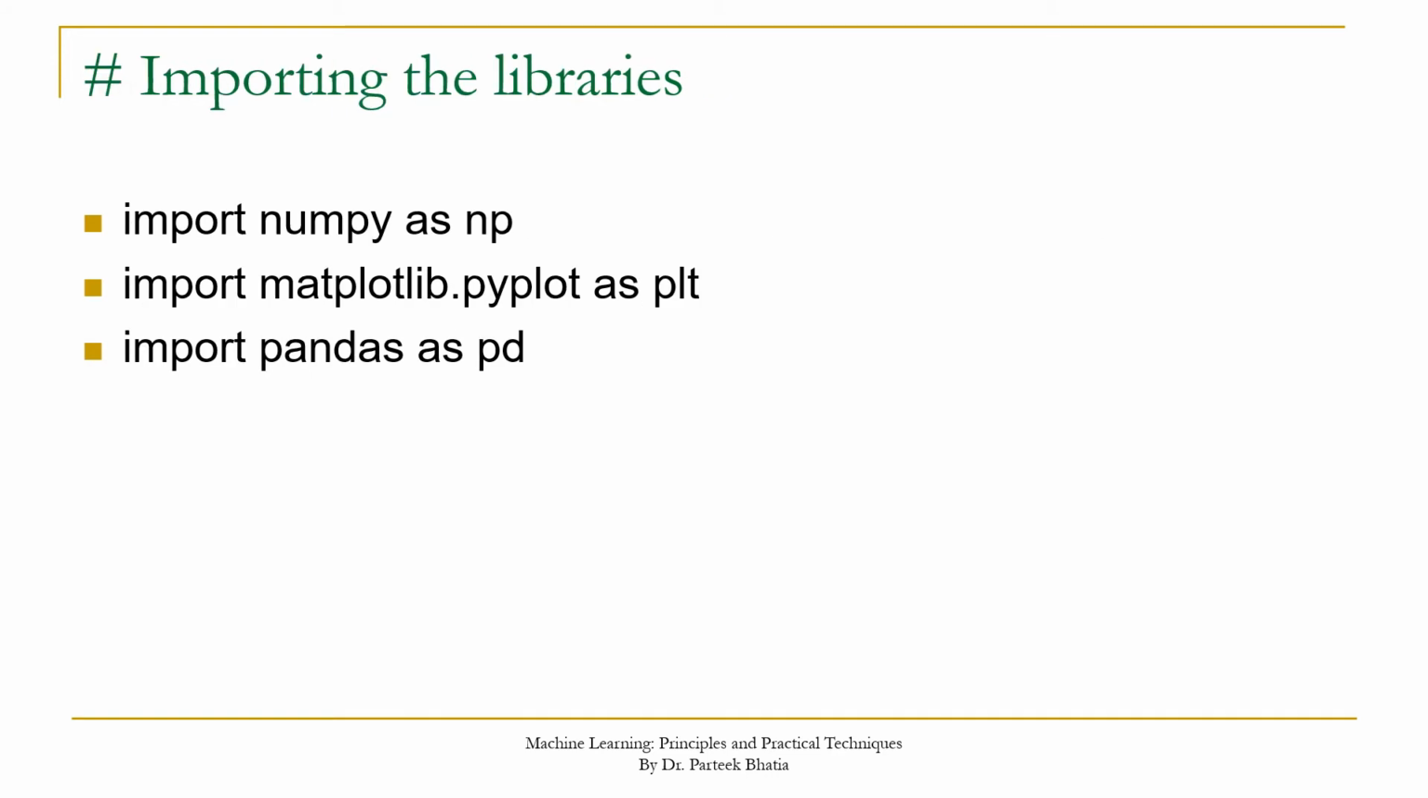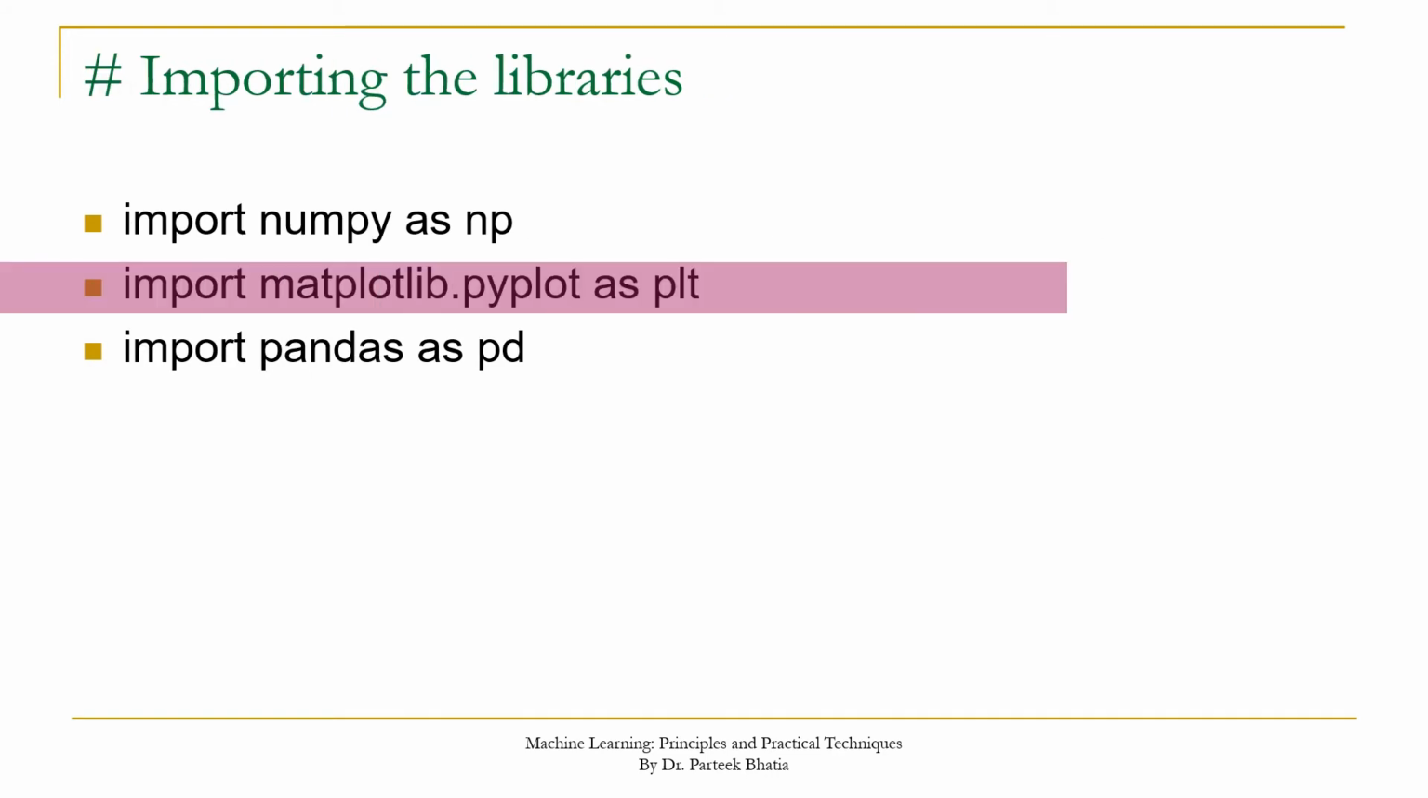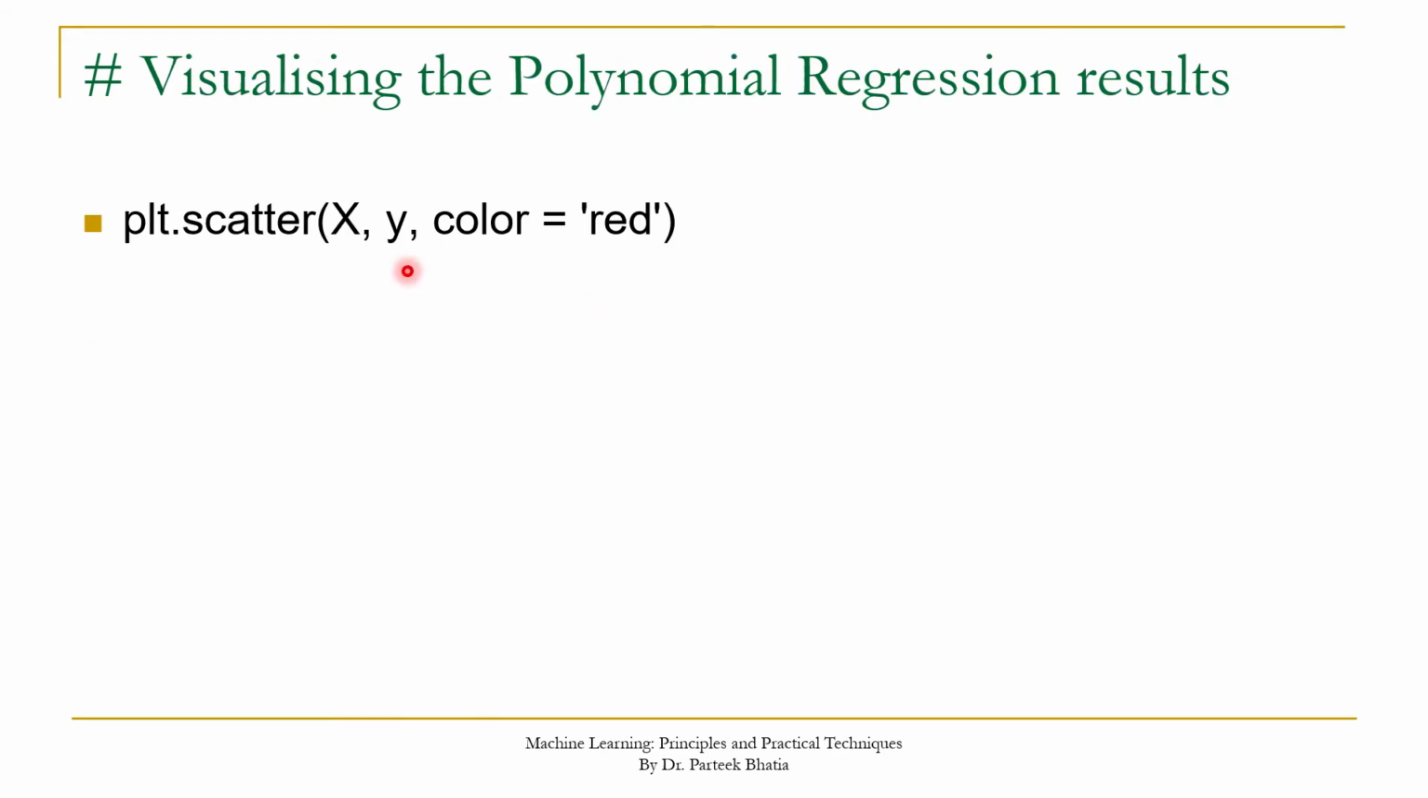In order to perform visual analysis, we have to use the pyplot sublibrary of matplotlib, which we have already imported as plt. So we are going to use its scatter method to scatter the values of X and Y. X carries the value of levels while Y carries the value of salary, and these data points will be indicated with color red.